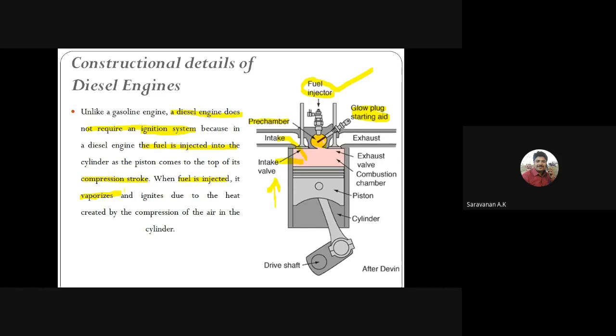Then it is ignited due to the heat generated in the compression of the air, right? Once the air is compressed, the pressure drastically increases, and then the temperature, right? While the pressure increases, the temperature also increases. That heat is enough to ignite and burn the fuel inside the cylinder, right? These are the main characteristics of the diesel engine.